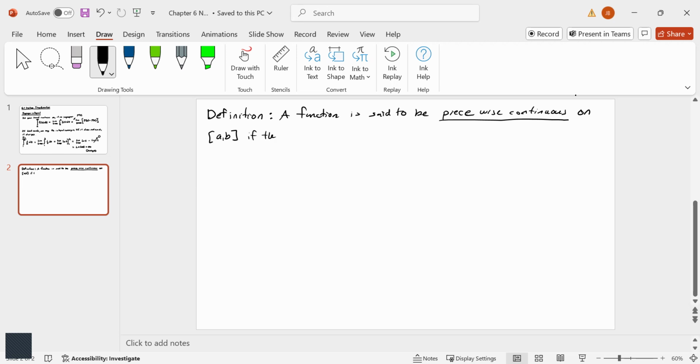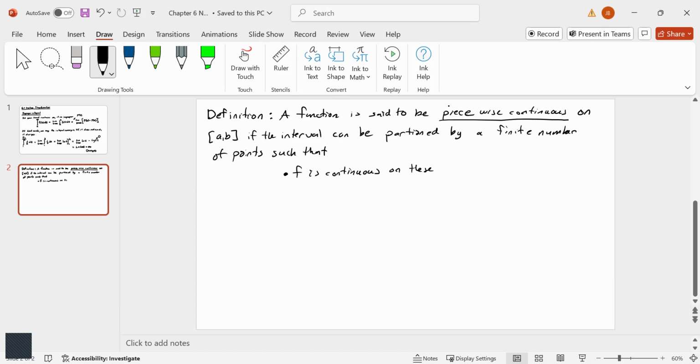if the interval can be partitioned by a finite number of points such that, so we have two things, f is continuous on these partitions, and then f approaches a finite limit at the endpoints. The endpoints of the partition.